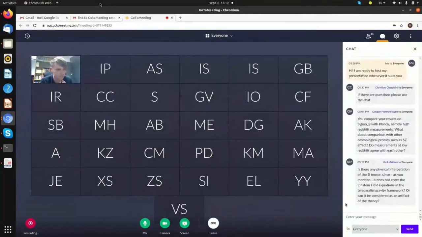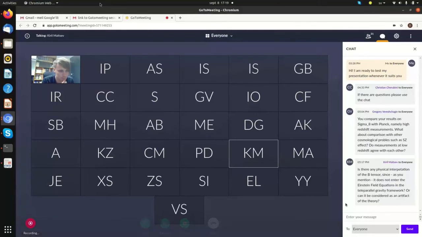Yes, thanks for the talk. I will just read it out. Is there any physical interpretation of the B tensor that you introduced to account for the Ricci scalar together with the torsion tensor in the teleparallel gravity framework? As it doesn't enter the Einstein field equations, does it have any physical interpretation, or is it more considered as a mathematical artifact of the theory?